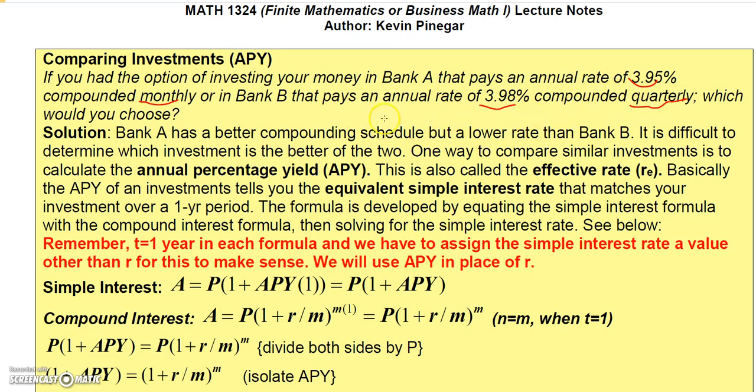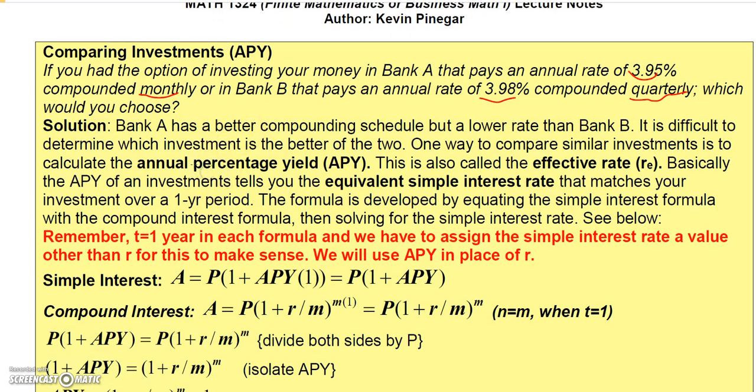So the question is, which is better? Is it better to have the lower interest rate but better compounding, or is it better to have the higher interest rate with worse compounding or lower compounding? So the question is, which would you choose? Okay, well, I'll let you read this, but I'm just going to go ahead and give you a formula.